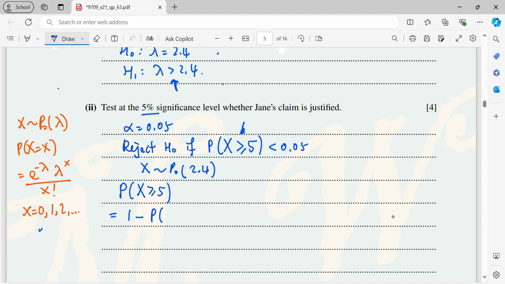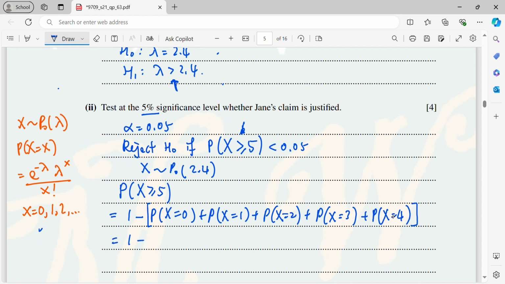And remember, our X starts from 0. That means this is X less than or equal to 4, which means from 0 until 4. So you subtract all previous probabilities. Okay, then here it will be 1 minus. Now, when you look at the formula, this e to the minus lambda is a fixed number. So I will write e to the minus 2.4, because your lambda is 2.4.